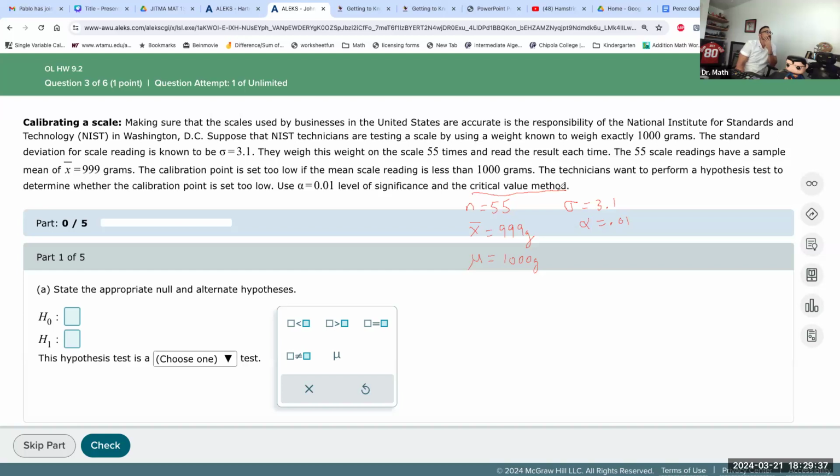But the first thing I want you to know is you always need to write down all those important pieces of data. And then you ask yourself, what's the goal? What do they want? I'll tell you what they want, what they really, really want. And what they want is they want you to perform a hypothesis test.